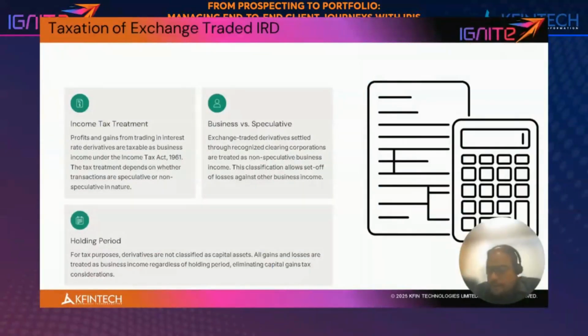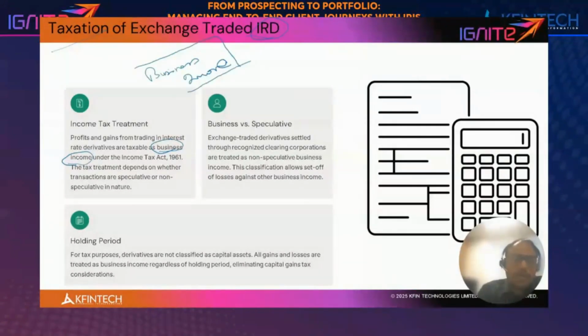Now from the accounting we'll shift to the taxation, how the interest rate derivatives are taxed. Profits and gains from trading in interest rate derivatives are taxable as business income. As I mentioned in the previous slide, it comes under business income. Anyone of you who is doing F&O and submitting their taxes will know that income from derivatives will come under business income. Tax treatment depends on whether the transaction is speculative or non-speculative. Non-speculative will be mostly for hedging only, because speculative is where you don't have an underlying, you might still get into a derivative, but non-speculative would be for hedging.